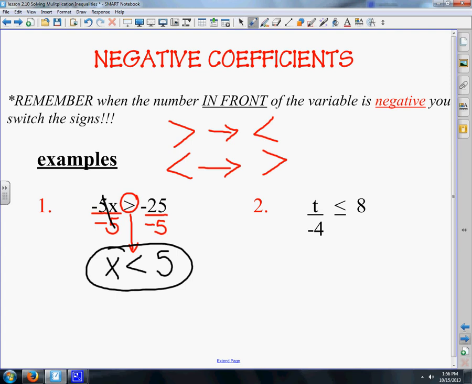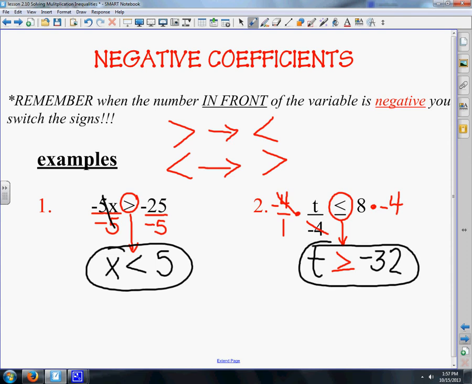Example number 2 here, same thing, we have a negative coefficient with the variable. So remember, to undo division, we multiply. So we're going to multiply by negative 4. We multiply this side by negative 4. If we put this over 1, the negative 4's cancel out. So we have t. Now because the coefficient is negative, we're going to switch this inequality symbol from less than or equal to, to greater than or equal to. And then 8 times negative 4 is negative 32. So this sentence will be true if t is greater than or equal to negative 32.